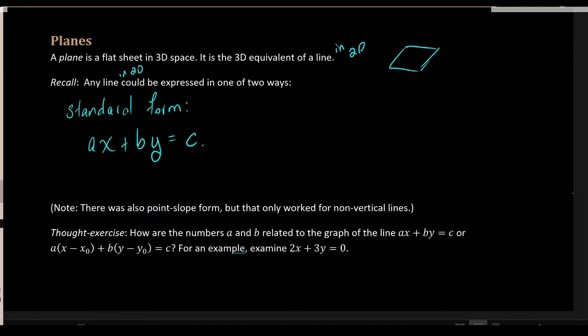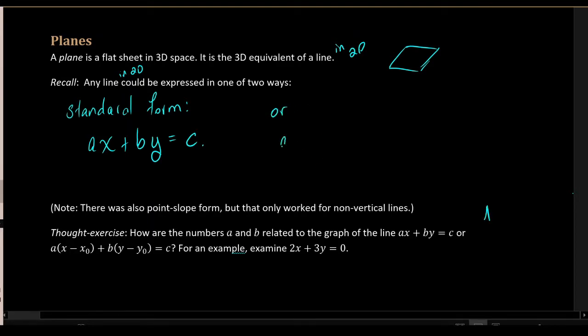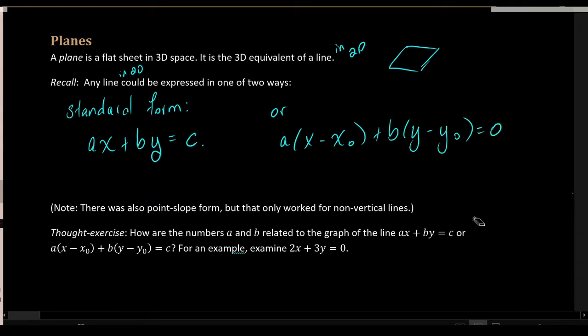There was also an analog to standard form where you had some number times x minus some initial x plus some number times y minus some initial y equal to 0. This was a pretty convenient formula to use because these numbers x naught, y naught corresponded to a point on the line.